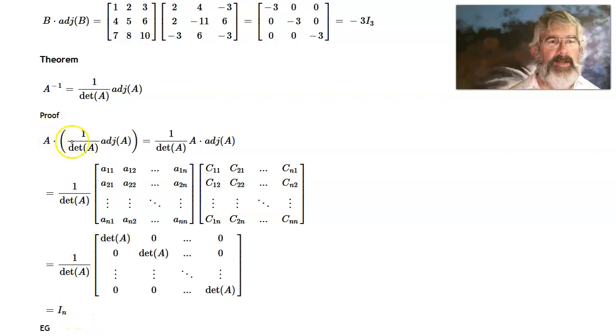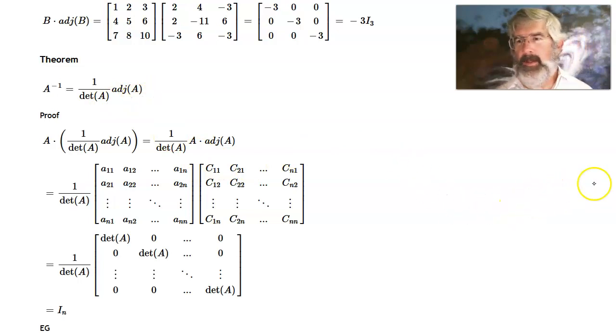So A times this stuff is equal to the identity. That means that A inverse is equal to this stuff: 1 over the determinant times the adjoint.